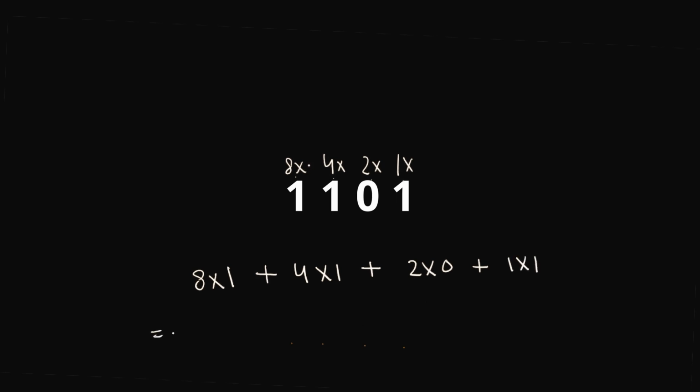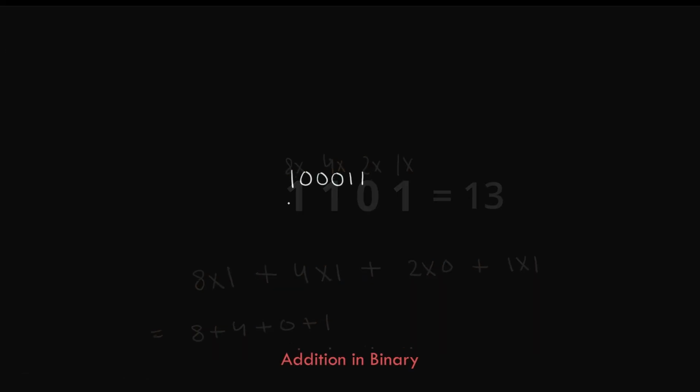To convert the binary sequence 1101 to decimal, we calculate 8 times 1 plus 4 times 1 plus 2 times 0 plus 1 times 1, which equals 13. Now, I want a system to add these binary numbers. Let's look at an example.